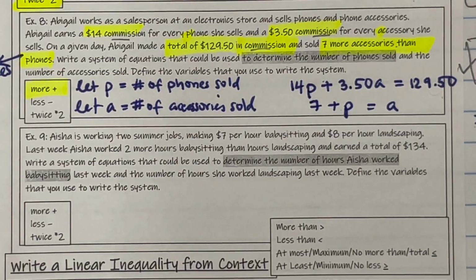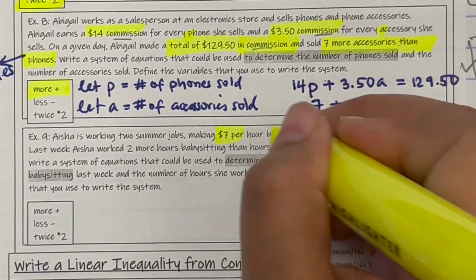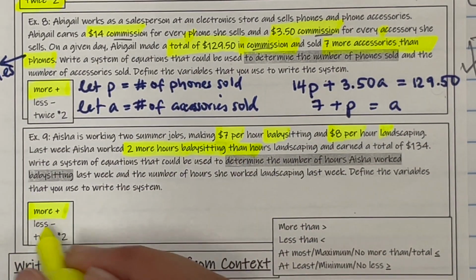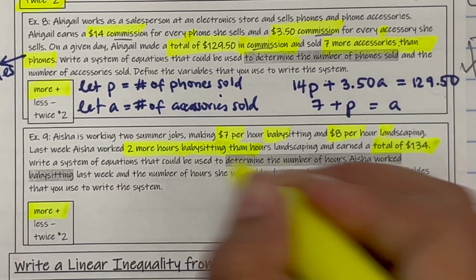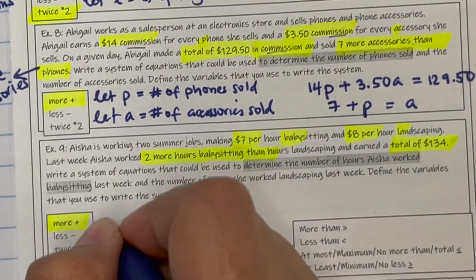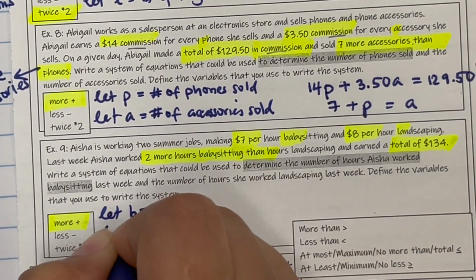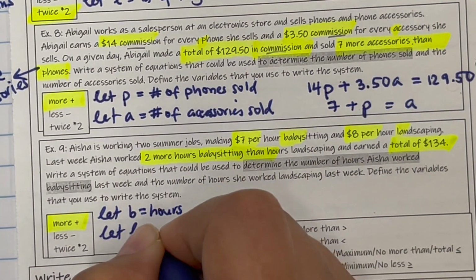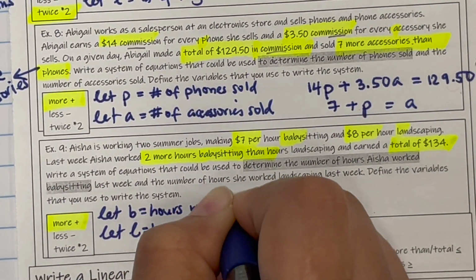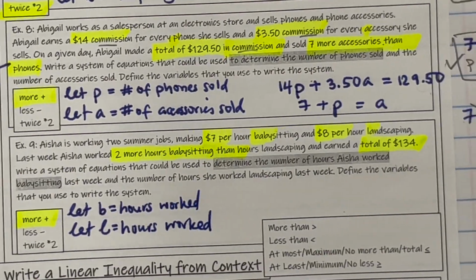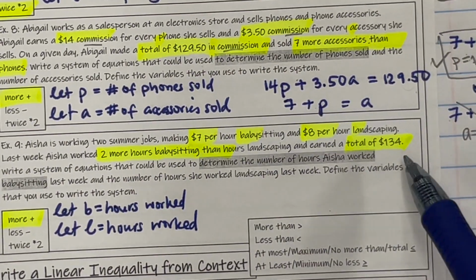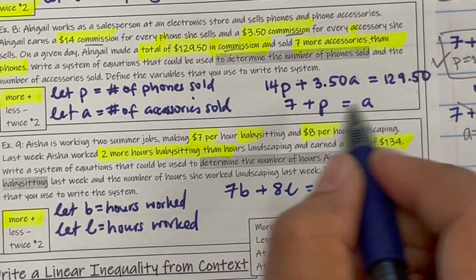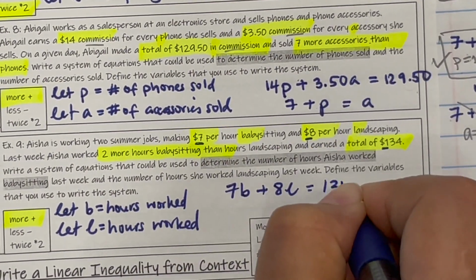All right, let's take a look at one more. Again, highlight all your numbers. Find the one with the 3. It's more than, so it's going to be addition. Find the one with the 3, but let's define our variables first. Let B equal, and what the question says, number of hours babysitting. Don't write what I'm writing, write down what I'm saying. Let L be the number of hours landscaping. So line up money, money, money: 7B plus 8L equals the other money, which is 134.